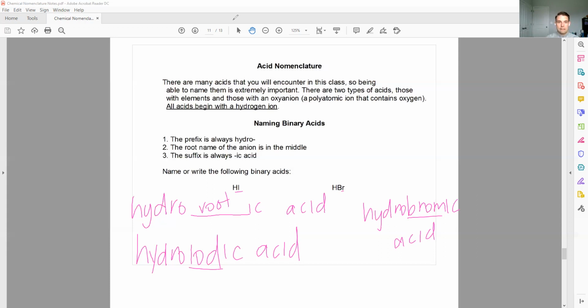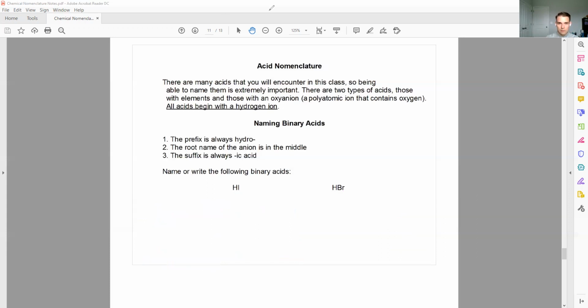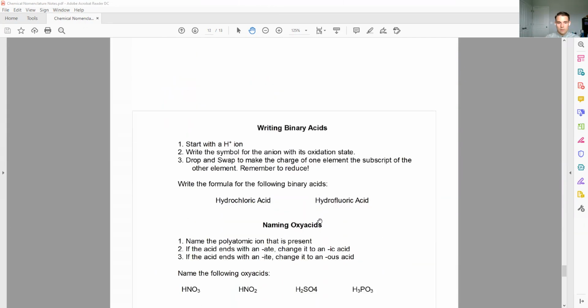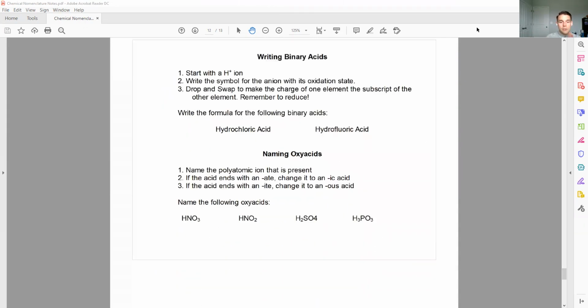To write them, it's even easier. If you see the word acid in the name, start with a hydrogen ion. Look for the root. This is going to be chlor, which is chlorine. Give it its charge, swap them: hydrochloric acid is HCl. Hydro, when we see the word acid, H+, the root is fluor, that's going to be fluorine. Switch them, HF. Super simple.